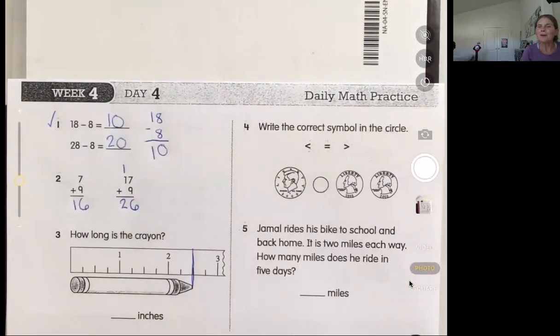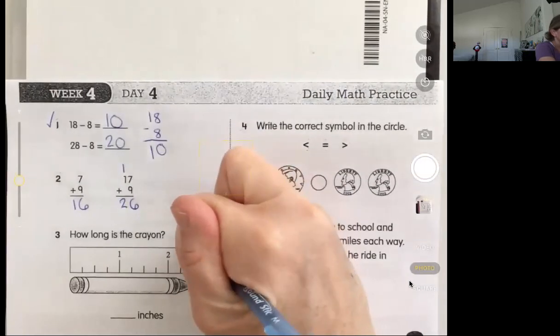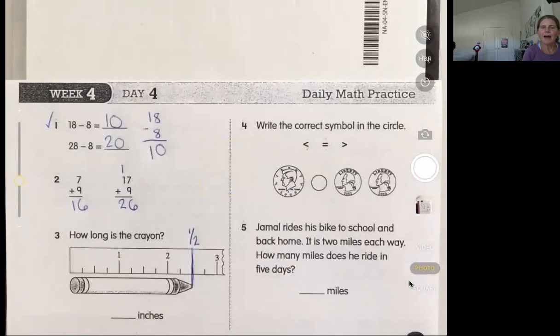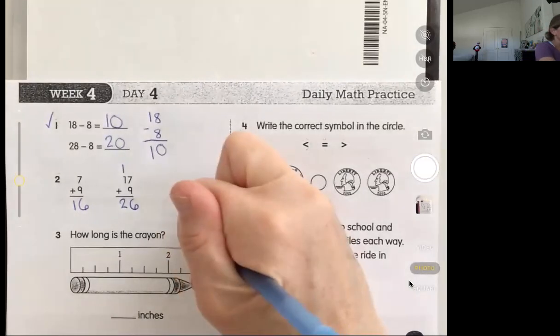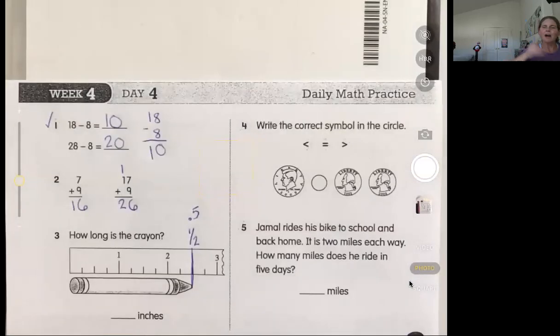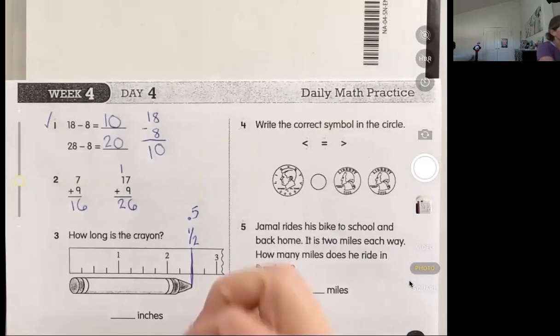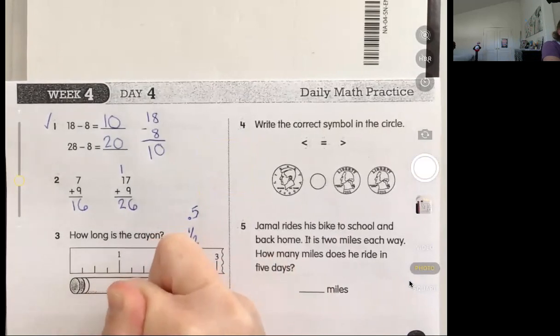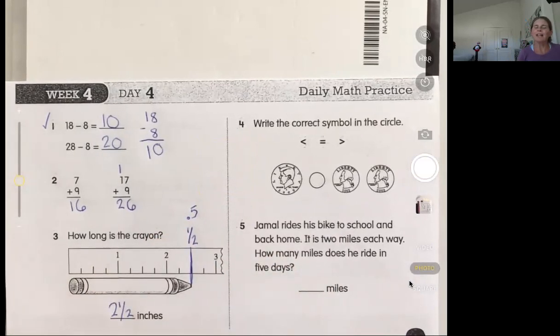That's in the middle. So when it's in the middle on a ruler, we call that half. Sometimes you might see half written like that, 1/2. You could also think of half as 0.5. It's half of 1 whole. So I would say the crayon is 2.5 inches. I'm going to label mine like that. If you did 2.5, that would also be correct.